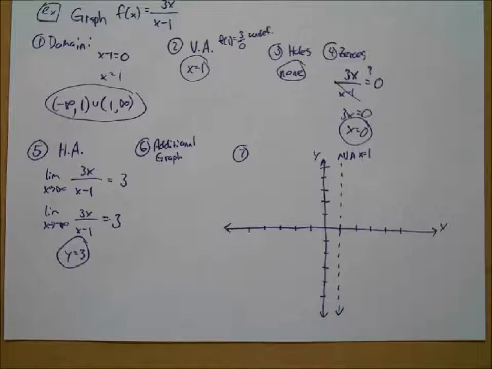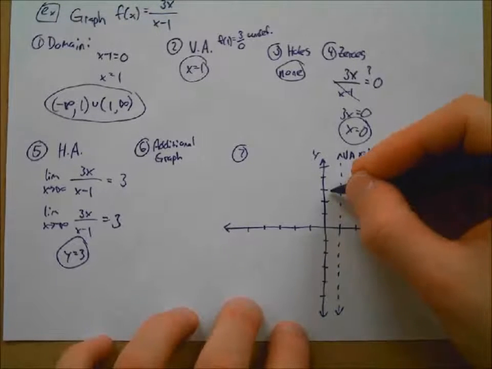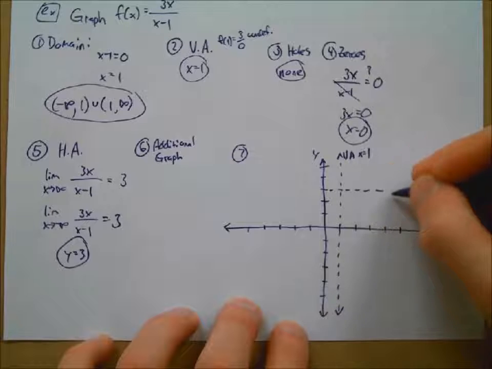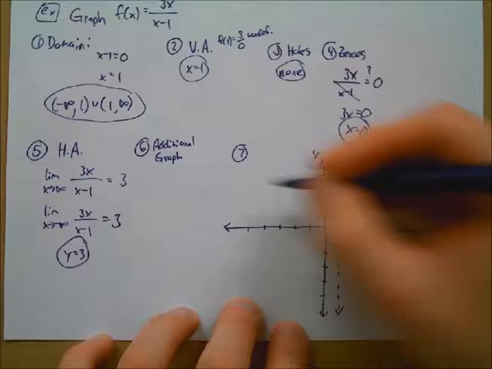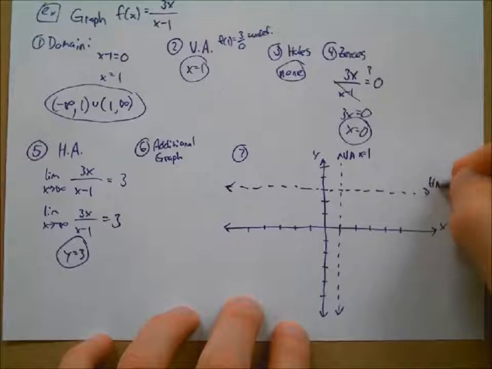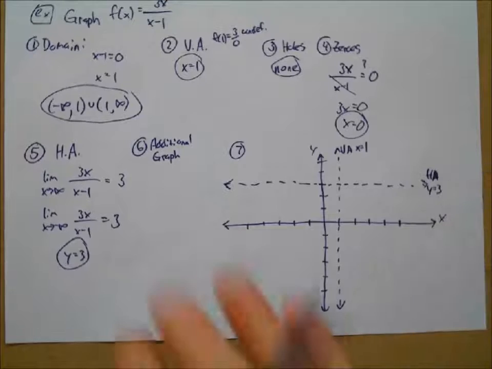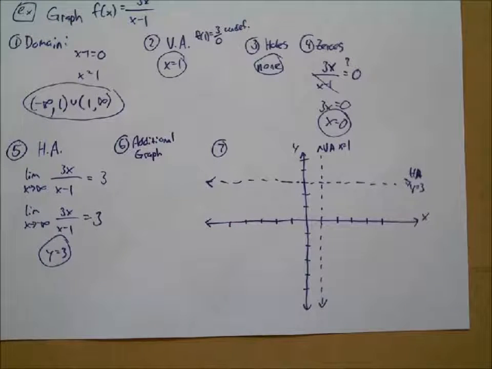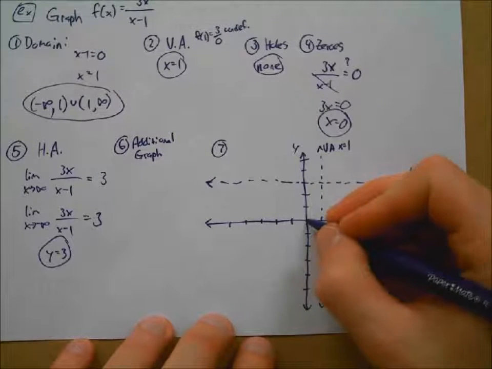Okay, I'm also going to put the horizontal asymptote in, so at 3, like so, and again, I'll just abbreviate HA, y equals 3, except I really butchered the A there, so it looks like a blob. We also have a 0 at 0. That's easy to graph right there.